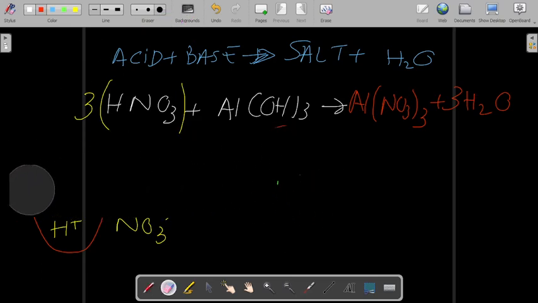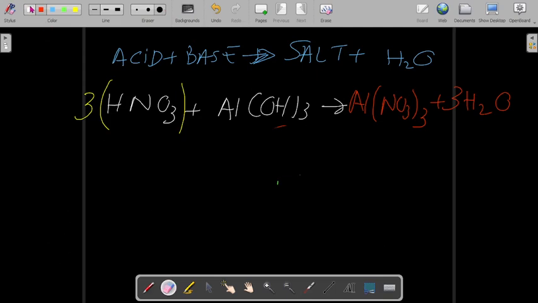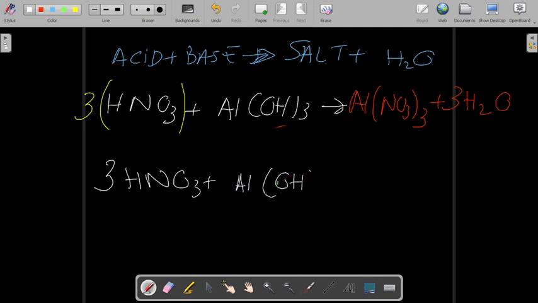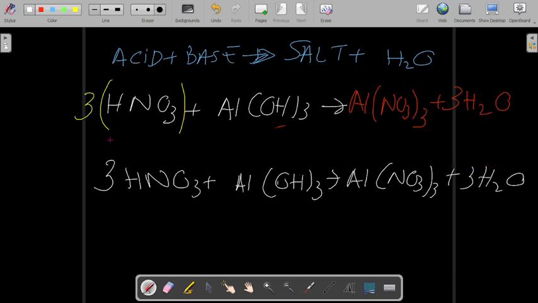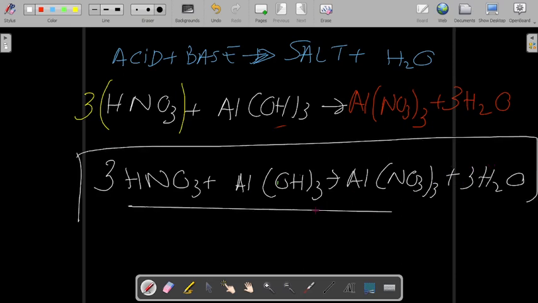Okay, here we go. So the way to write this down is I need 3 of my acids to combine with my base to make my salt and my 3 waters. And that's your answer. That's your final answer. That's what it needs to look like. So let's practice a tiny bit more. The more you practice, the better you get at this.